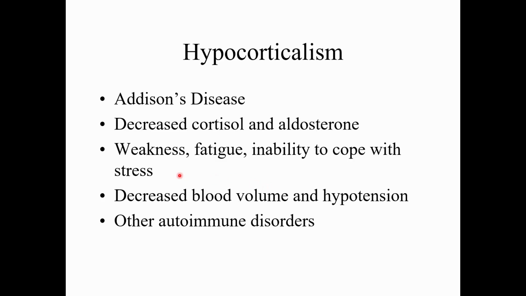I don't have it here, but hypoglycemia, decreased blood volume and hypotension. If you're not able to get rid of potassium, you'll have hyperkalemia, which may exchange and cause acidosis. And it's not unusual for people with Addison's to then have other autoimmune disorders. So fatigue syndromes or vitiligo or other kinds of things.